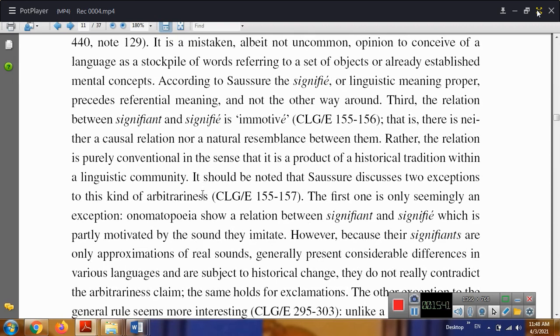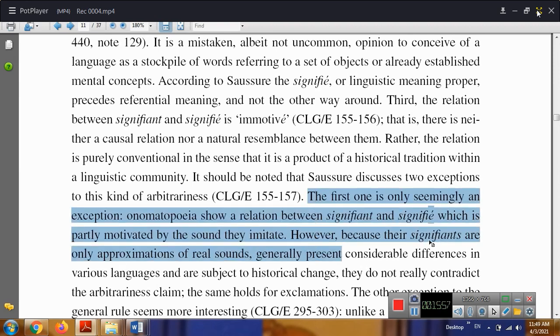But here we have another point, two exceptions in Saussure's discussion. He believed that the nature of these signs is arbitrary, and here we have two exceptions for this arbitrariness of the sign. The first one is only seemingly an exception. Onomatopoeia shows a relation between signifier and signified which is partly motivated by the sound they imitate. Okay, onomatopoeia means those sounds which denote their meaning. According to the sounds, we can get their meaning.